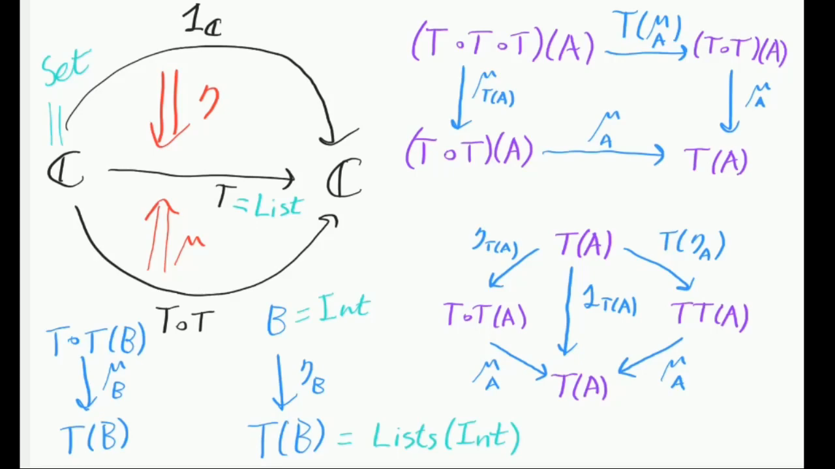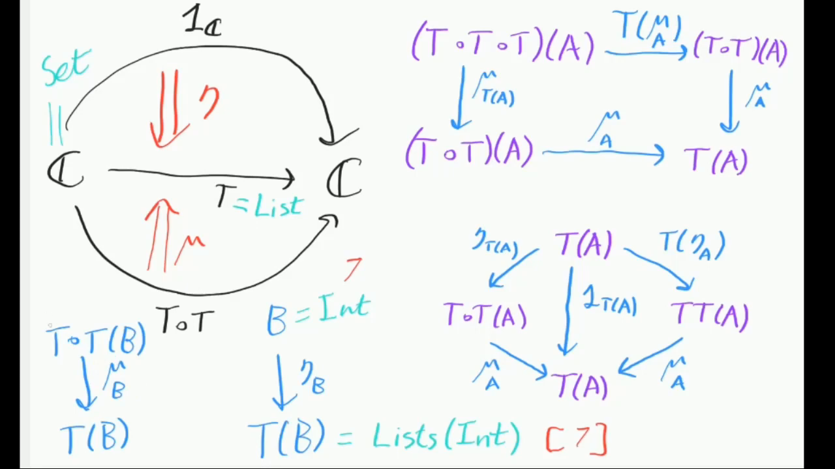And in this case, the way that this unit works is it takes an integer, let's say 7 for example, could be any integer, and it just makes that into a list with a single element. So it just takes the input and wraps it in a list. And the final piece of information is this multiplication, mu here. So how does that work?